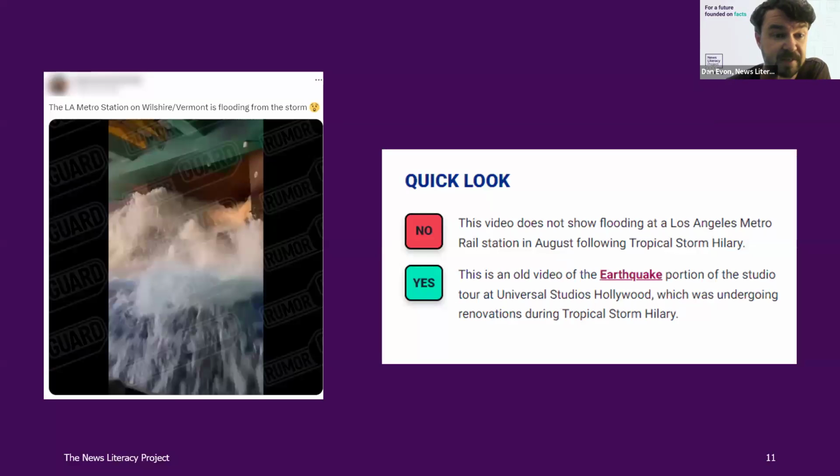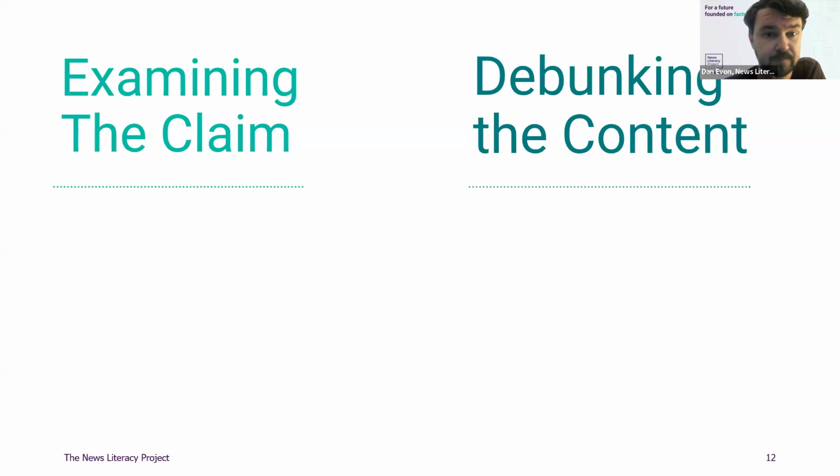So just some context of what this actually shows: it shows an amusement park ride at Universal Studios. But you can see how quickly this sort of content can be made. You just take a video and share it with an unrelated caption. It's very quick to make. It's very easy to spread, and it's something that people are going to encounter over and over again. So it's good to be aware of.